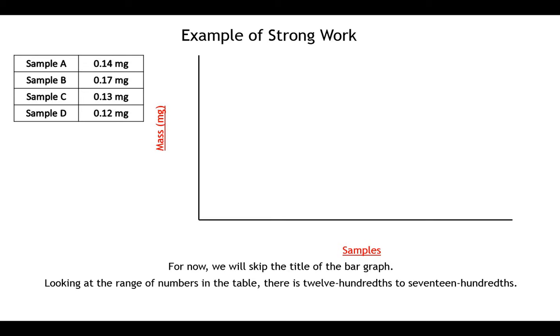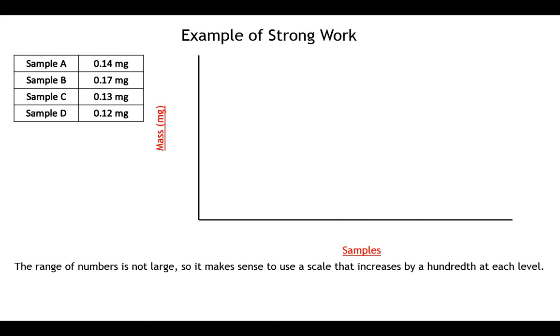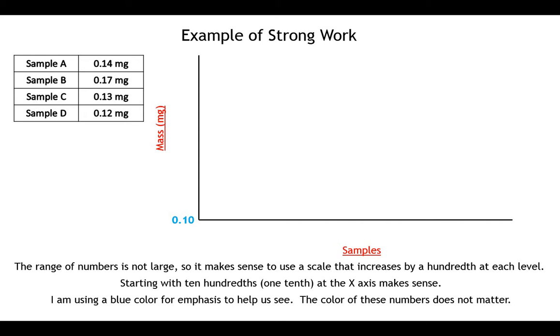Looking at the range of numbers in the table, there is 12 hundredths to 17 hundredths. Now we have to decide the scale that we will use along the y-axis. The range of numbers is not large, so it makes sense to use a scale that increases by a hundredth at each level. Starting with 10 hundredths, or 1/10 at the x-axis makes sense. I'm using a blue color for emphasis to help us see. The color of these numbers does not matter.